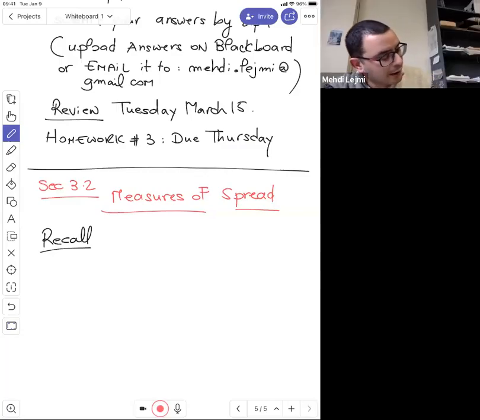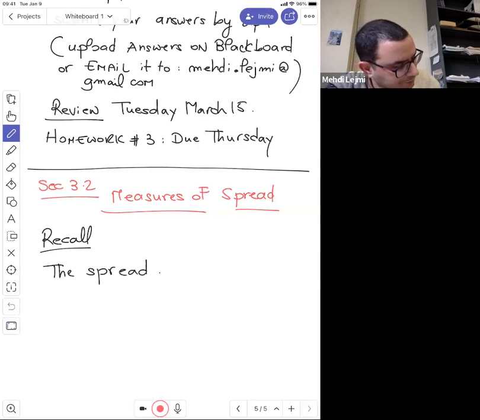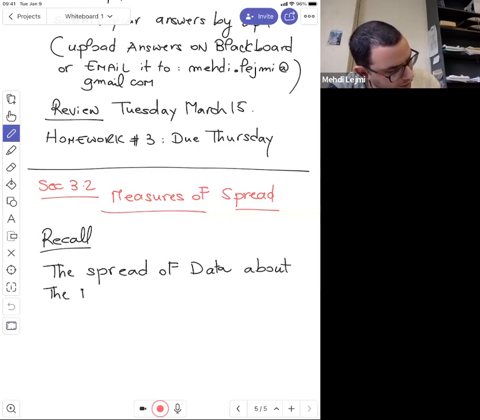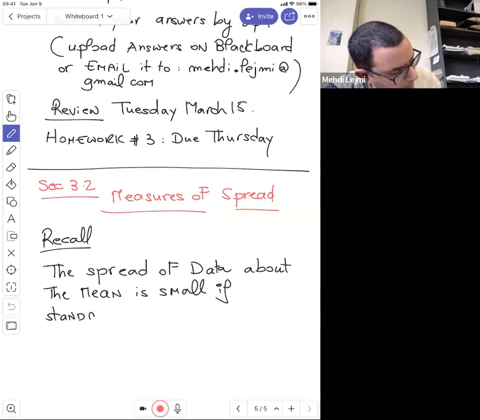Okay, so just to remind you the idea: the spread of the data about the mean is small if the standard deviation is small.